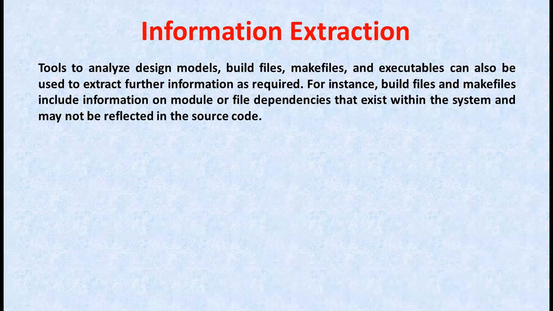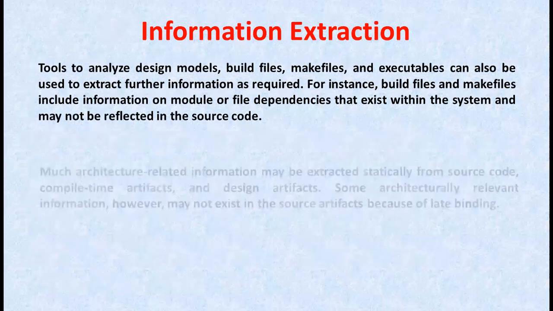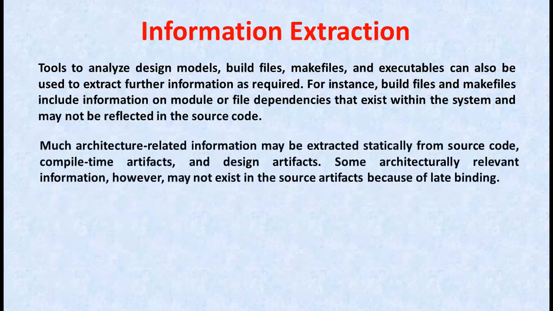Here the tools to analyze design models, build files, make files and executables can also be used to extract further information as required. For instance, build files and make files include information on module or file dependencies that exist within the system and may not be reflected in the source code. Whereas much architecture related information may be extracted statically from the source code, compile time artifacts and design artifacts.